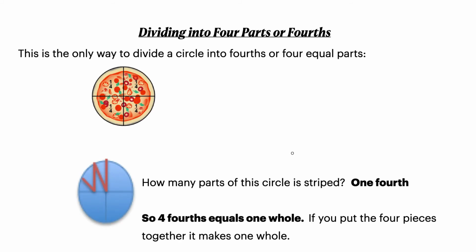Dividing into 4 parts or fourths. This is the only way to divide a circle into fourths or 4 equal parts. How many parts of this circle are striped? 1/4. So 4 fourths equals 1 whole. If you put the 4 pieces together, it makes 1 whole.